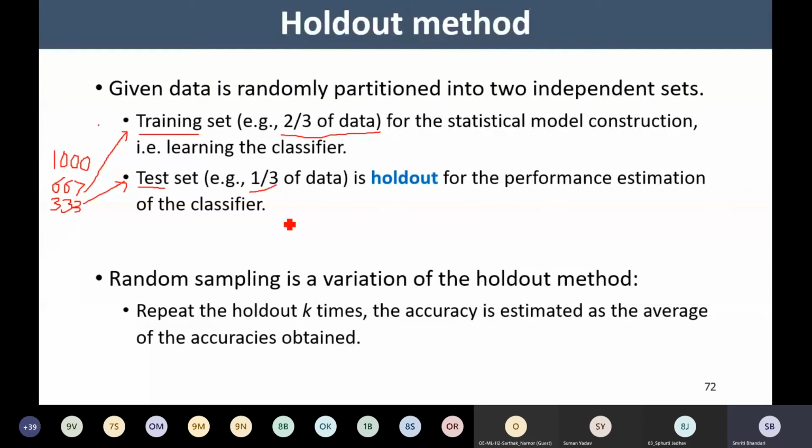So what are the drawbacks of the holdout method? I just mentioned them. Anybody who can repeat? Yes, the drawbacks of the holdout method. Anybody who can repeat the drawbacks of the holdout method? Yes. Have you understood?